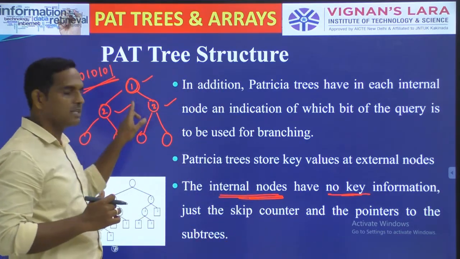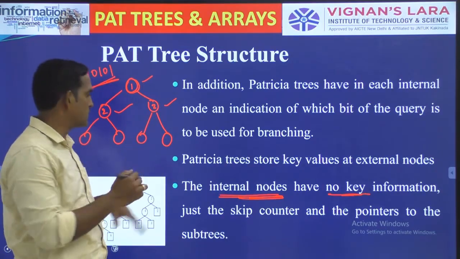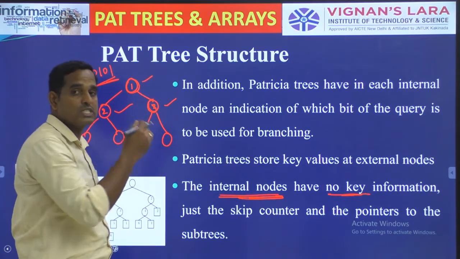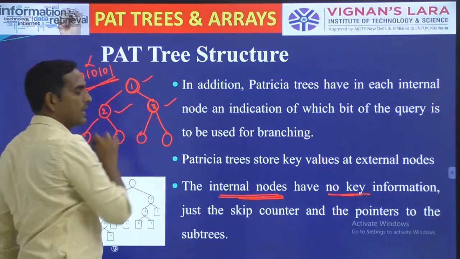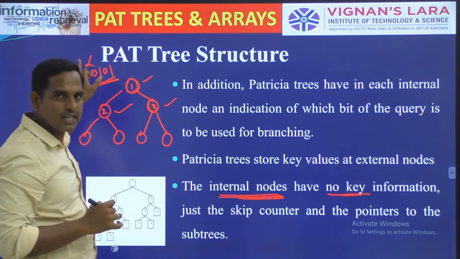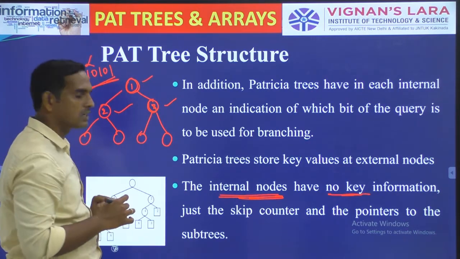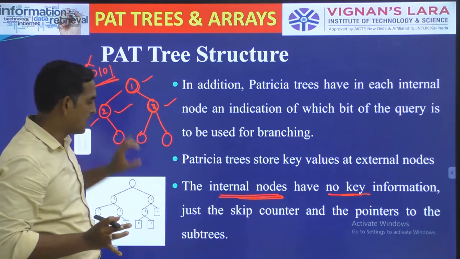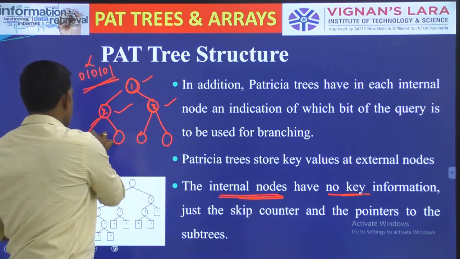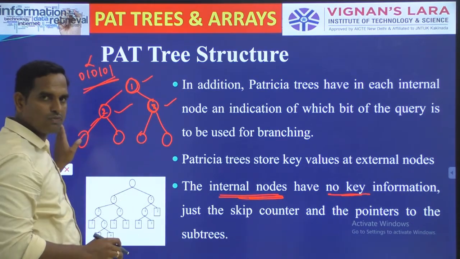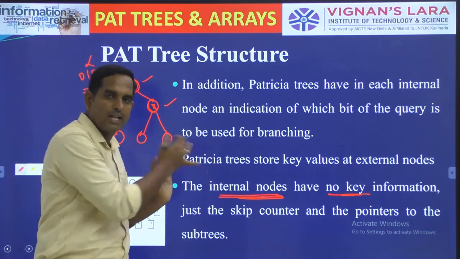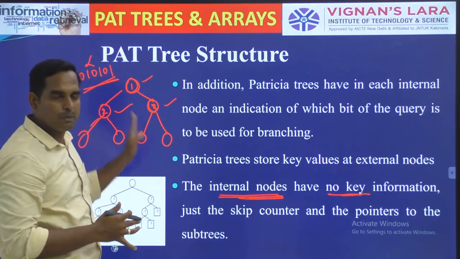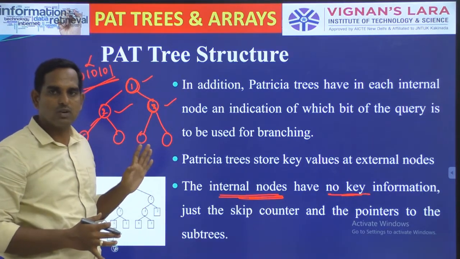The skip counter means which bit of the key I have to search, whether I have to search the second element in the key or the third element in the key. That information will be provided in the internal nodes. And the branching information, that is, whether I have to branch to the left side or to the right side, those particular pointers will be present in your internal nodes.